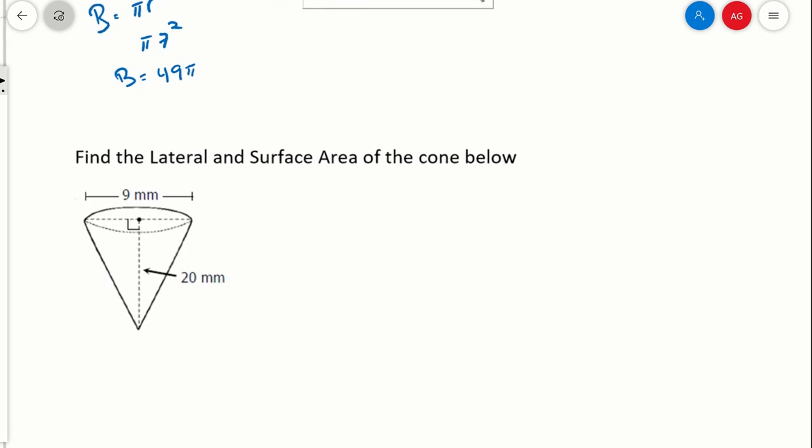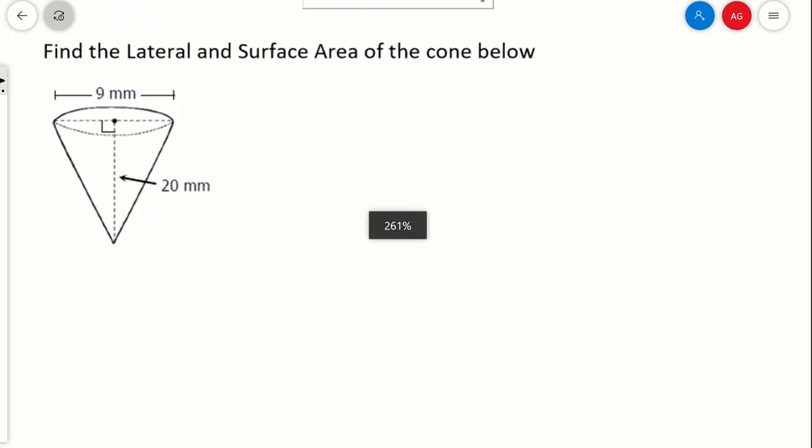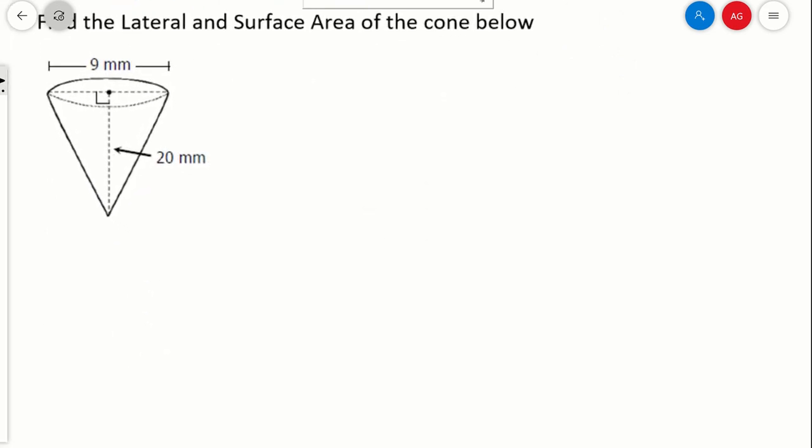Alright, so let's take a look at another problem. This problem is slightly different in that we have to find the slant height first. And so we're still going to start by finding my lateral area, where lateral area is simply pi radius slant height. So even though we don't have the radius, we can find it because they're giving us a diameter. The radius is simply half of the diameter, so half of 9 is 4.5.